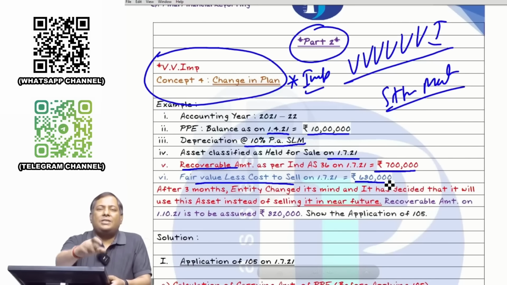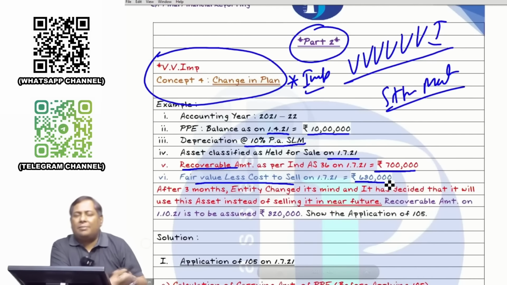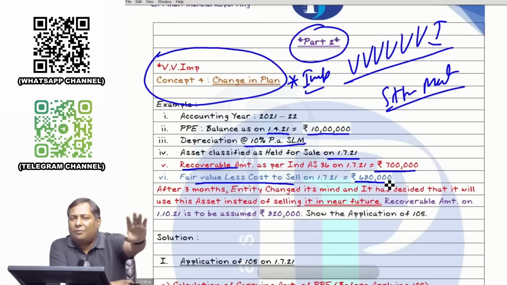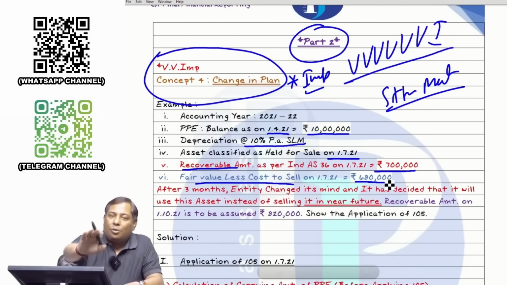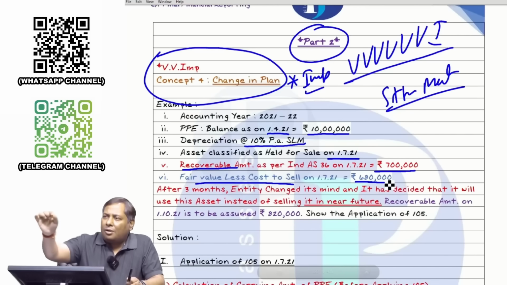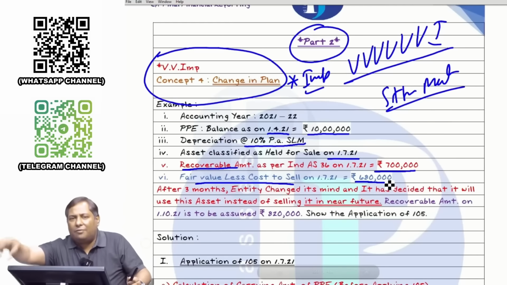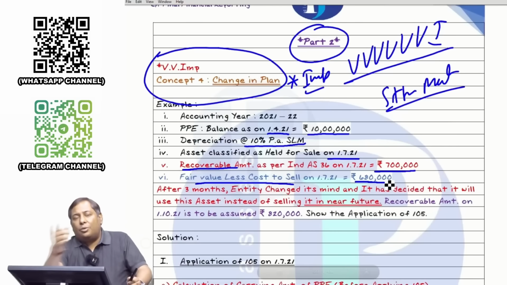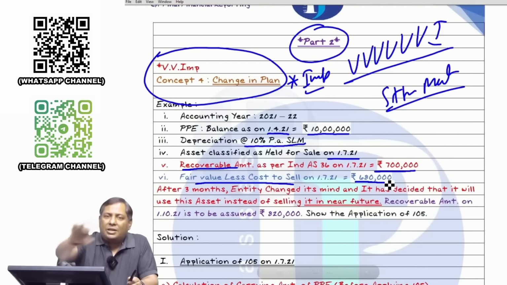So, first of all, what is change in plan? Change in plan means that you have made an asset held for sale. After some time, you feel that you made a mistake and you should use it. Your intentions changed and you told the management that we will use it and not sell it. You had assumed that it was held for sale, but later you realized that it shouldn't be considered held for sale. Send it back, we will use it, and cancel the plan to sell it.